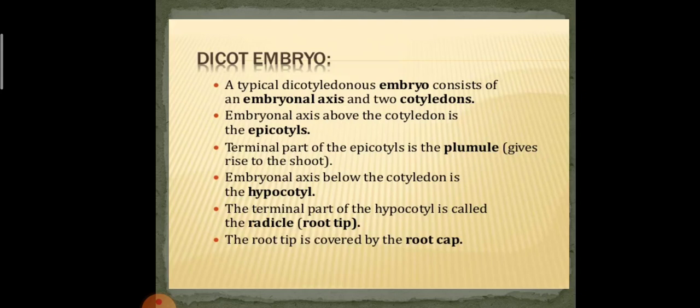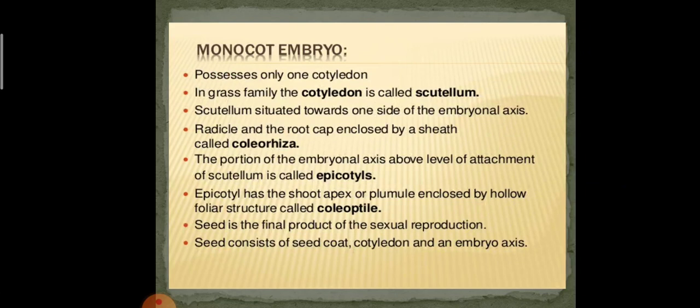A typical dicot embryo consists of an embryonic axis and two cotyledons. The embryonic axis consists of the epicotyl, and the terminal part of the epicotyl consists of the plumule. We know that from the plumule the shoot system forms, and from the radicle the root system forms. So basically we have discussed that, but this is in the dicot embryo.